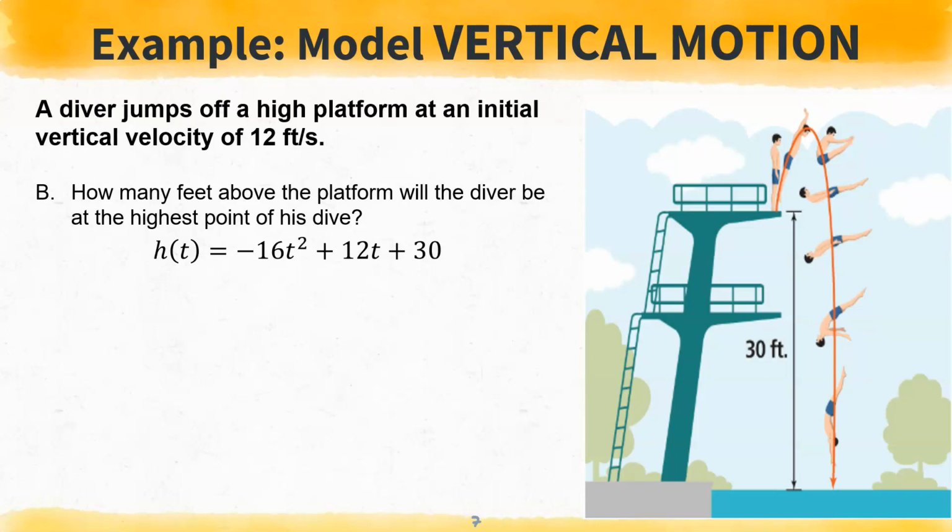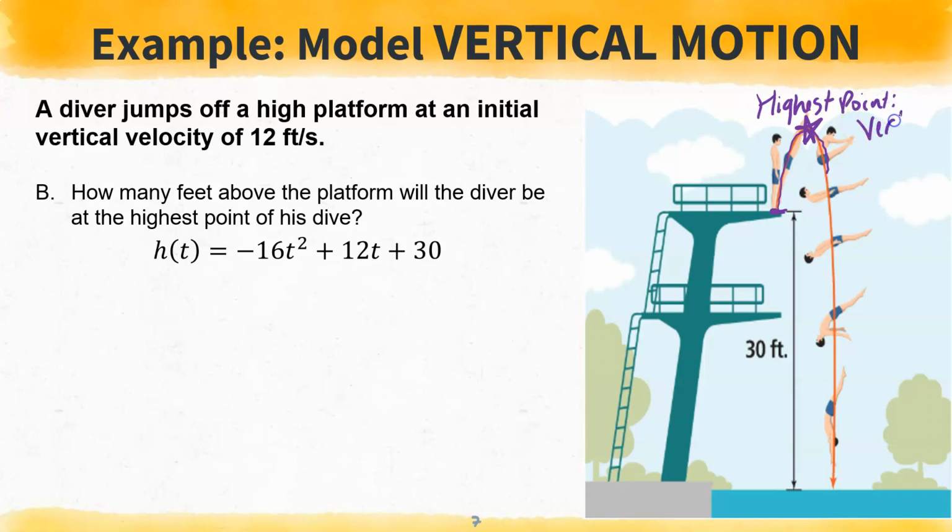It says, how many feet above the platform will the diver be at the highest point of the dive? Okay, let's think about that in the picture over here. He starts right here, he jumps up, and then he starts coming down. Isn't it true that this is his highest point? And the highest point is the vertex.